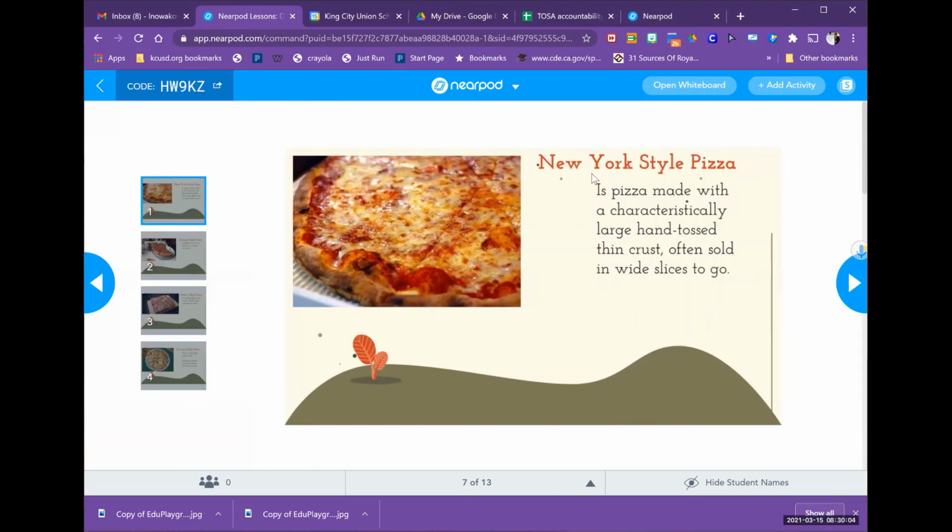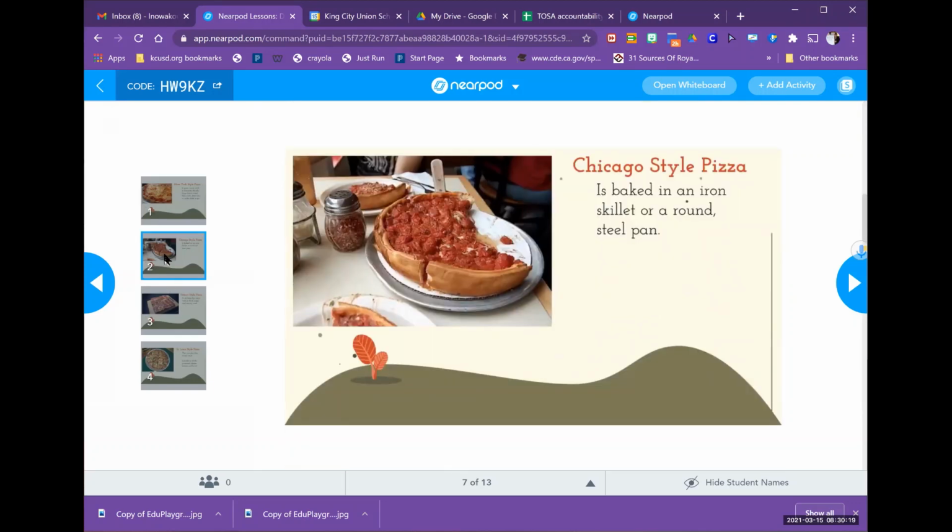Well, some of the finer points are, and this is that review thing that you would do the first day. Well, the New York pizza is made with a large hand toss. It's a thin crust. It's sold in super wide slices. And if you don't fold it in half, people think you're weird. And then there's the Chicago style, which is an iron skillet. It's a super deep dish sort of thing. It's like a bajillion calories.